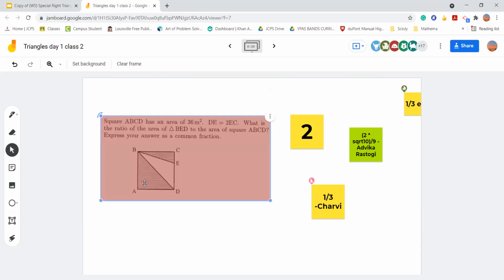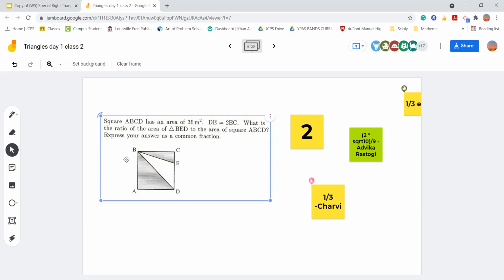Okay, we're looking for the area of that light triangle in the square to the area of the whole square. So how do we find the area of BED? We need a base and a height. The base of this triangle, we could use ED as the base. And then for the height, we could use BC as the height.